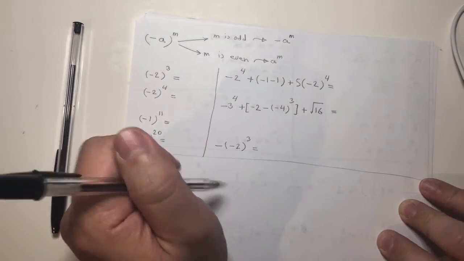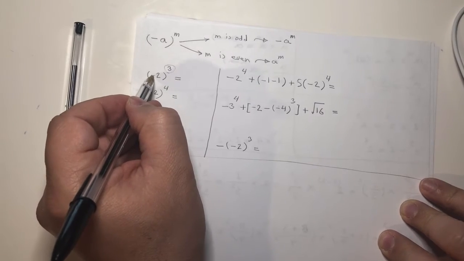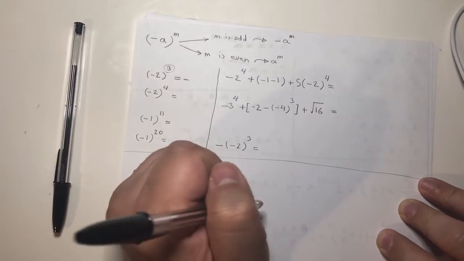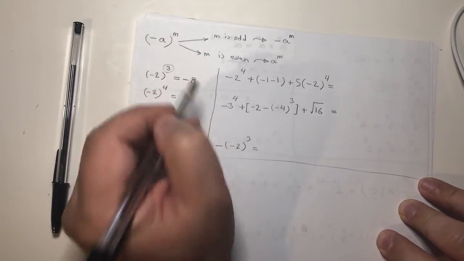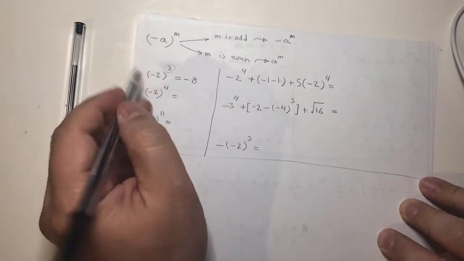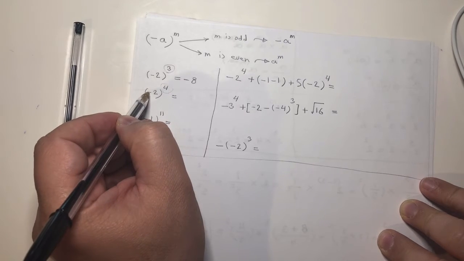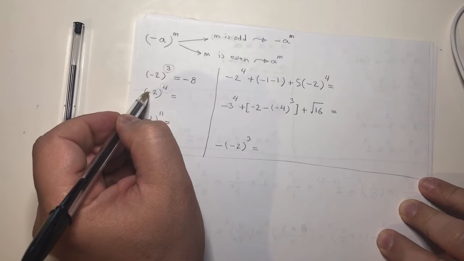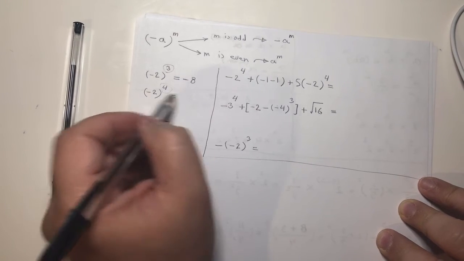Minus 2 to the power of 3. Because 3 is odd, this minus sign will survive, okay? 2 to the power of 3 is 8, right? Here, because this exponent is even, this minus sign doesn't survive. So whatever the resultant number is, it shouldn't have a minus sign.